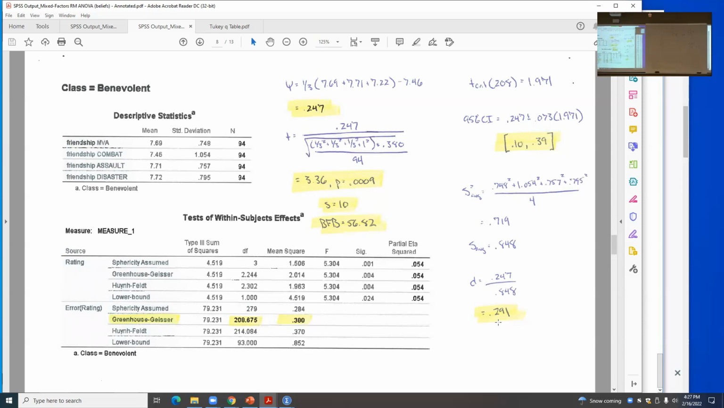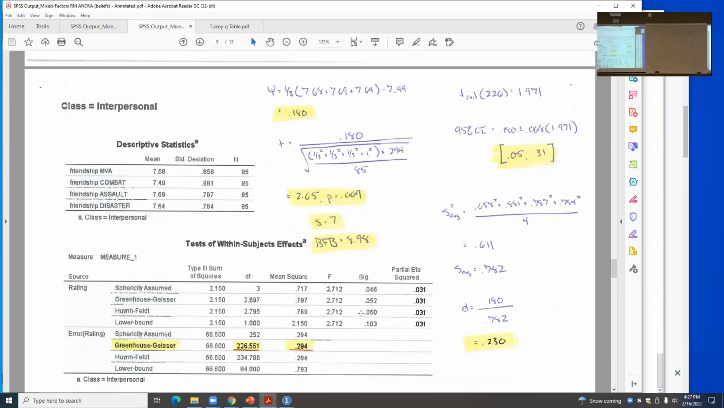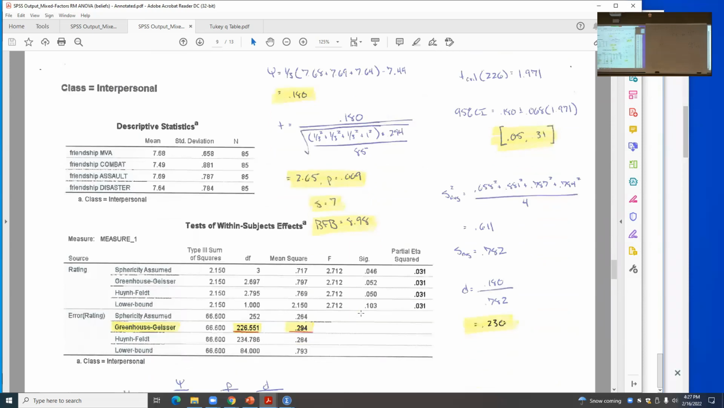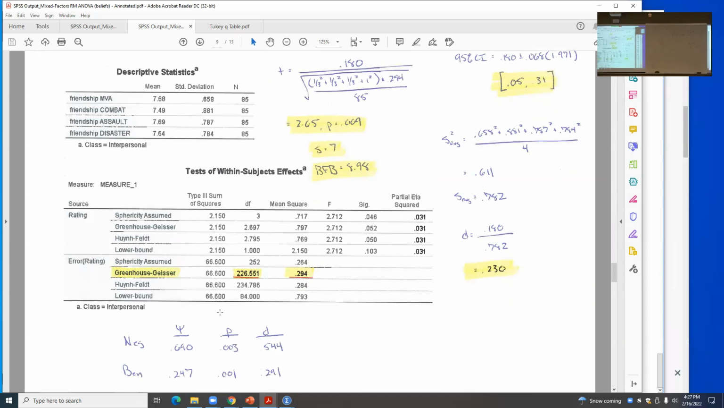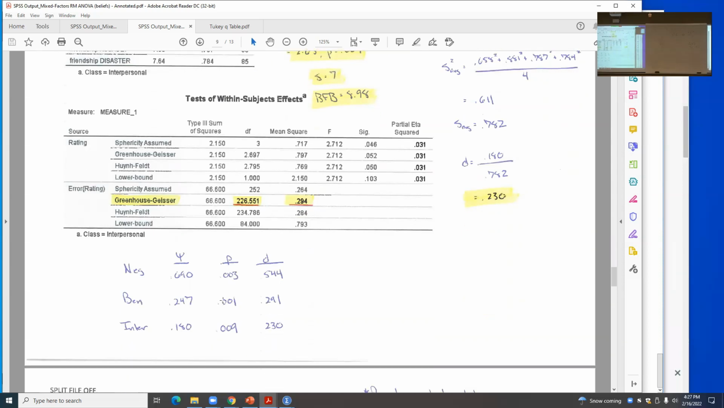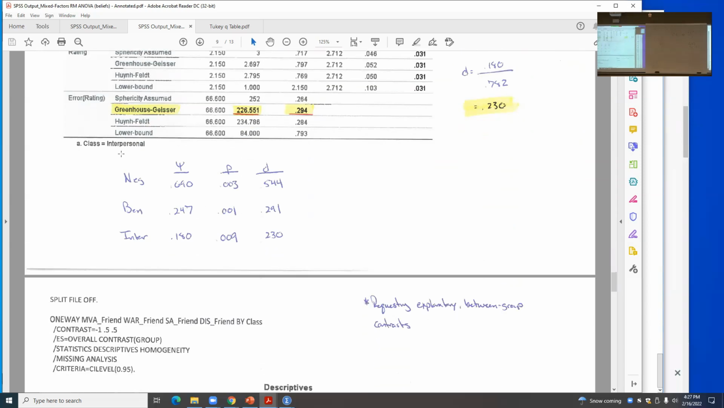Okay, and then I can do the same thing for my interpersonal class. And so to pull this together, if I run these same statistics, I can put together a little table here that says: here's the actual observed difference between my combat rating versus everybody else, here's my p-value, and here's my effect size, okay?